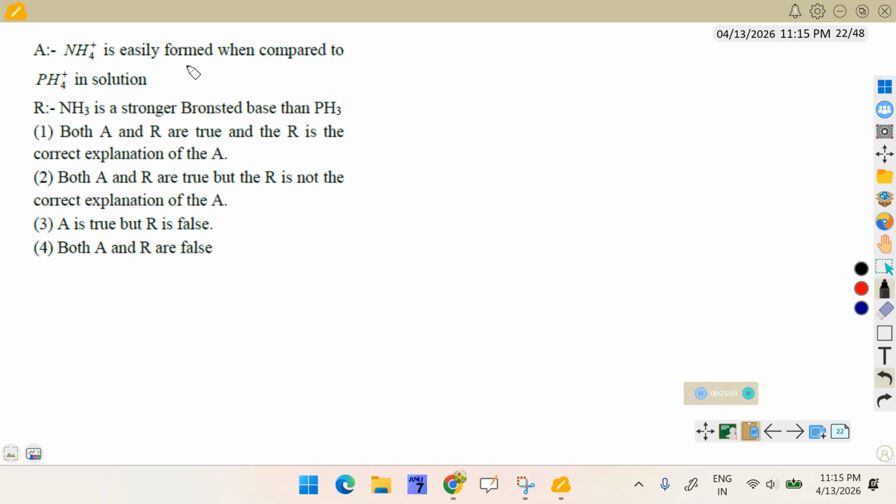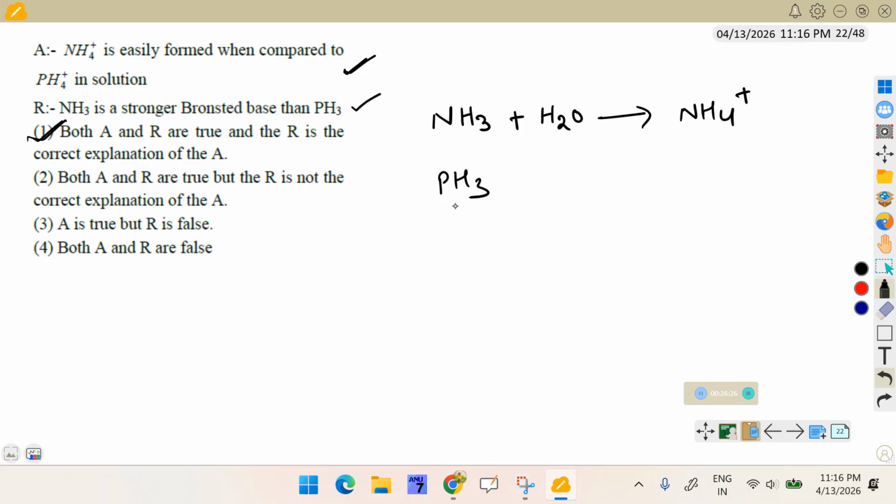NH4 plus is easily formed when compared with PH4 plus in solution. This statement is correct. NH3 is a stronger Bronsted base than PH3. Correct. Both A and R are true and R is the correct explanation of A. NH3 is a strong base. That's the reason it reacts with water. Compared with PH3, NH3 is a strong base. It immediately reacts with water and forms NH4 plus. But PH3 is a weak base. That's the reason it takes some time.